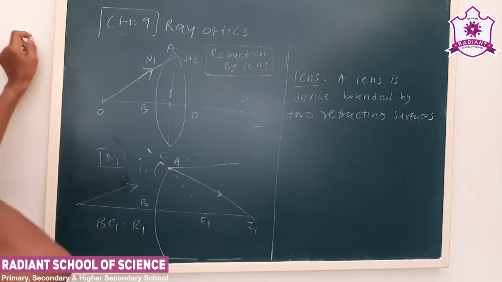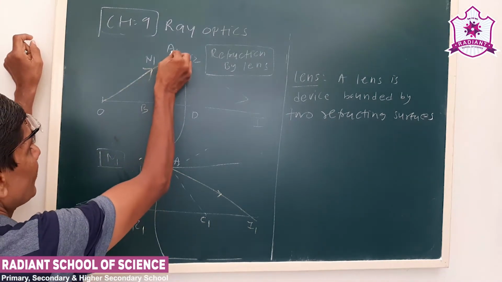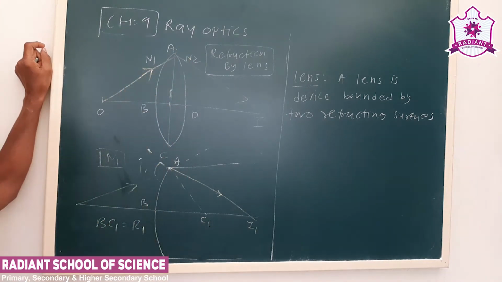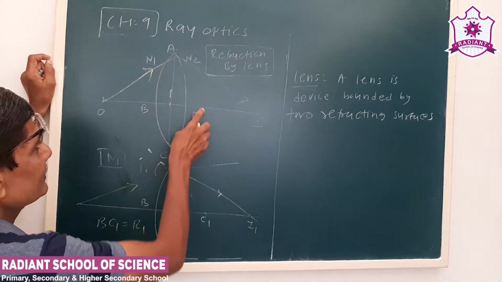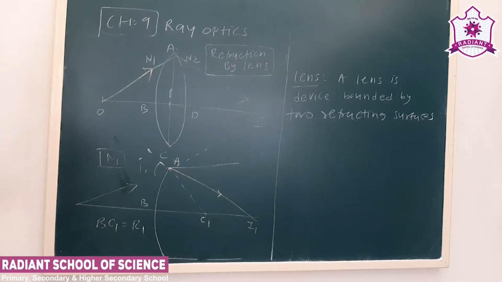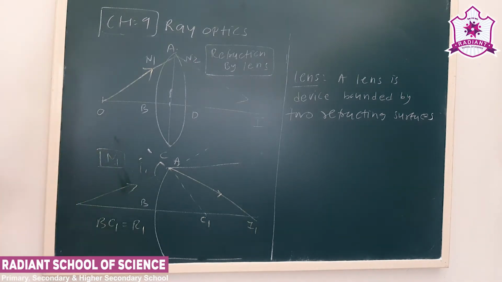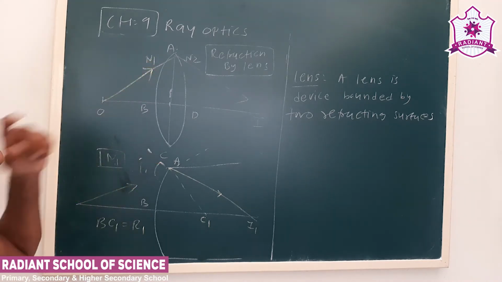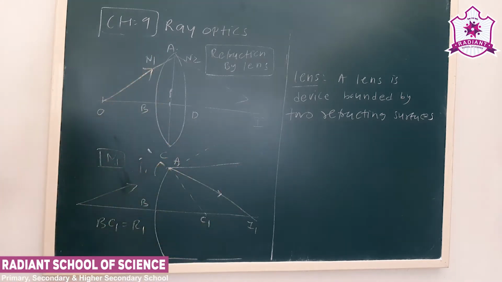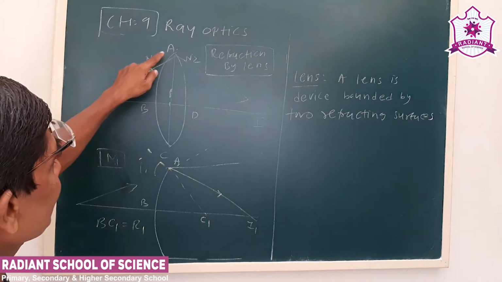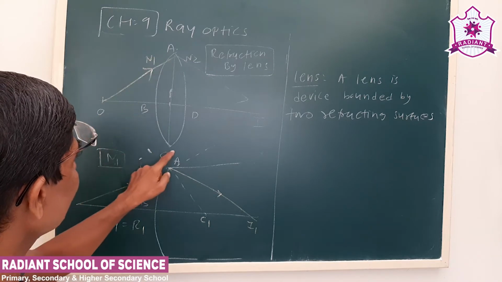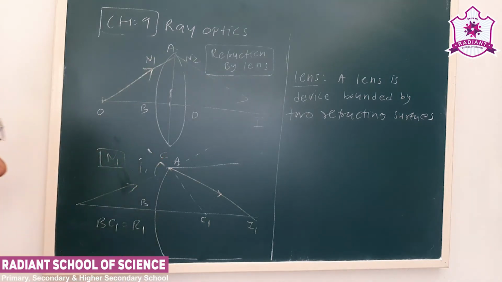What can we see in this diagram? See, ABC, that is N1, is one refracting surface, and ADC, that we call N2, is another refracting surface. In that case we can see the refraction will take place two times, one by the ABC surface and secondly by the ADC surface. Now first we study refraction taking place by the ABC surface, that is N1.